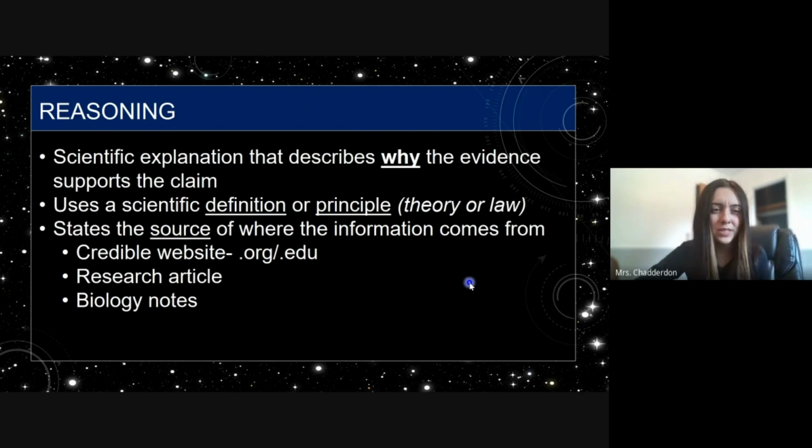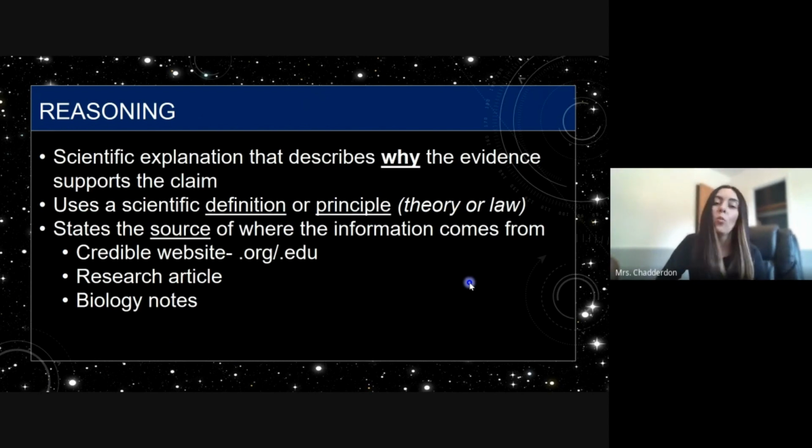So in that reasoning, we're going to use some type of scientific definition, like maybe it's the definition of photosynthesis, or a principle, like a theory, the theory of evolution, or maybe it's a law, the law of gravity. So there needs to be some scientific basis that you're basing your information off of, right? It needs to come from a credible source. So you'll state the source of where the information comes from.